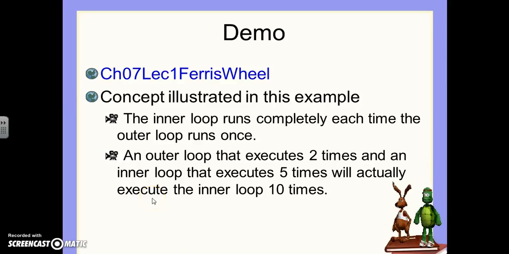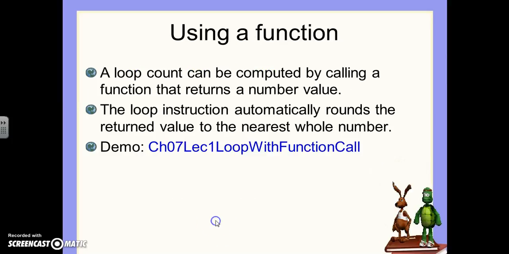All right, so the concept illustrated here is that the inner loop runs completely each time the outer loop runs once. An outer loop that executes 2 times and an inner loop that executes 5 times will actually execute the inner loop 10 times. There is math involved here that we have to be made aware of as well when we are doing these nested loops.